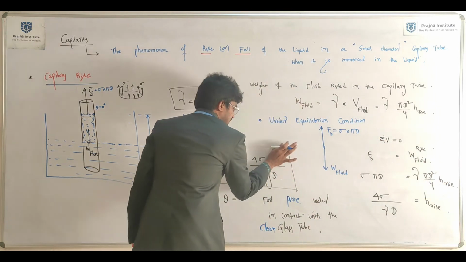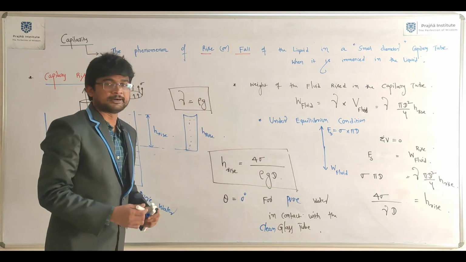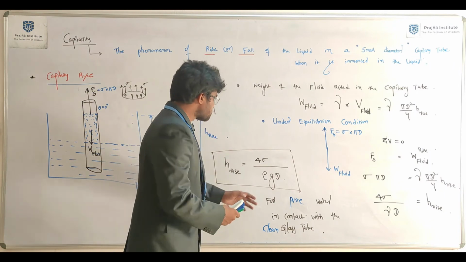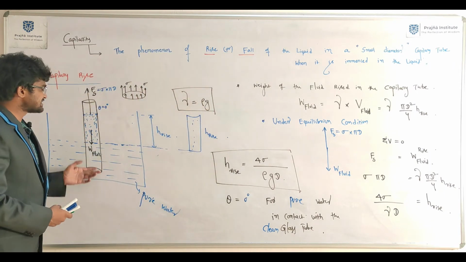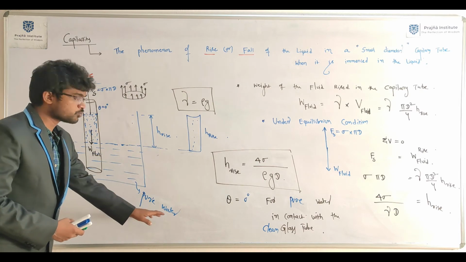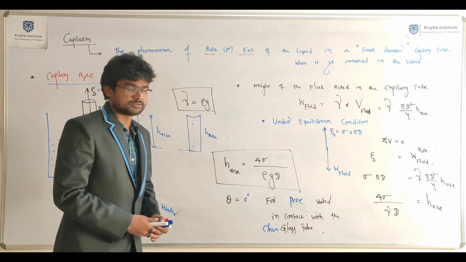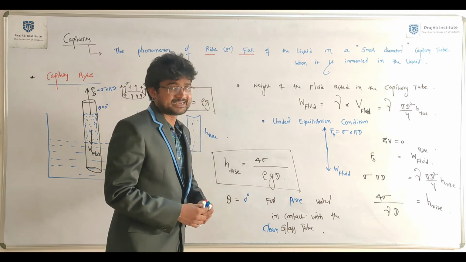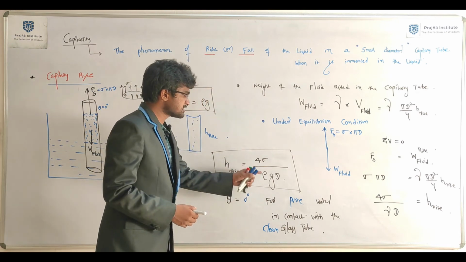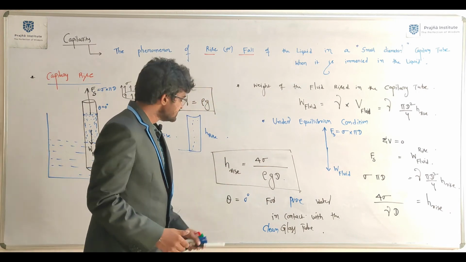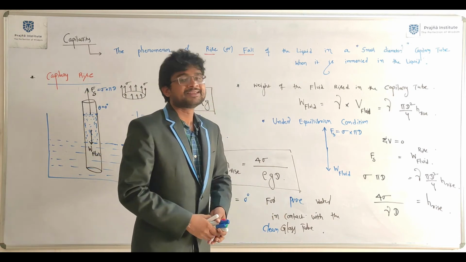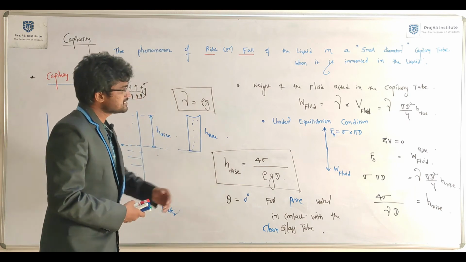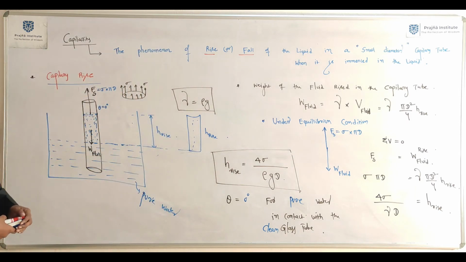Okay, finally, this is the expression for H rise when water rises. Here you took pure water in contact with the glass tube. The final expression is H rise equals 4 sigma by rho g d. Here the angle of contact equals 0 degrees for pure water in contact with a clean glass tube. This is the expression, so write down up to here.